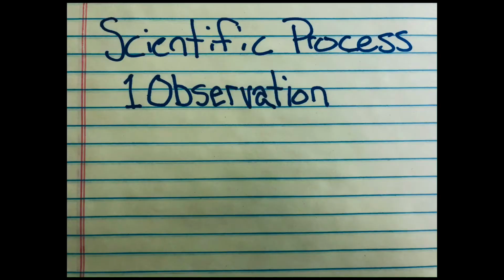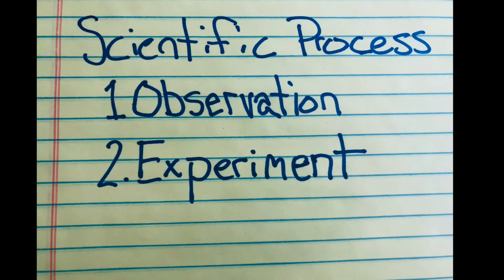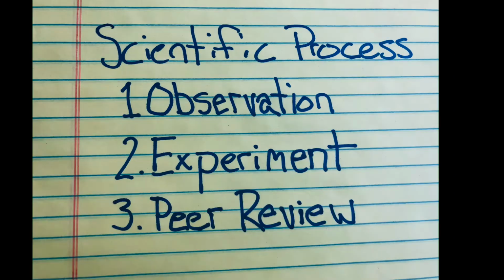In order for us to get the information about the bags and how they're made, we have to use the scientific process. You see the bird being caught in the bag. You do an experiment to understand why that's happening. And as you do that experiment, you do peer review so that people are watching what happens.